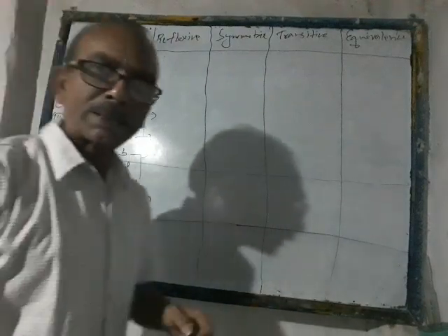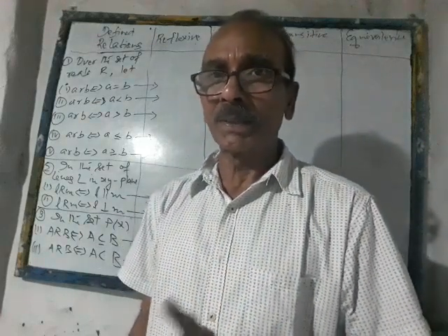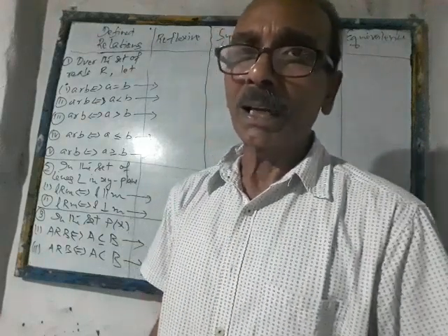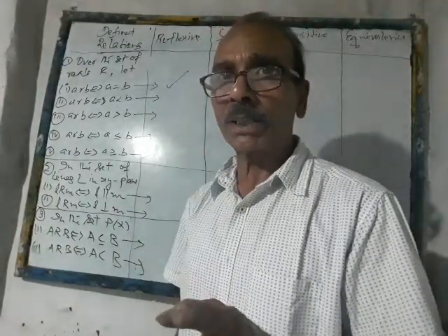Just watch. The first relation is a equal to b. You know that every real number is equal to itself. Undoubtedly, it would be a reflexive relation. So I just put a tick mark for that. That means this is reflexive.